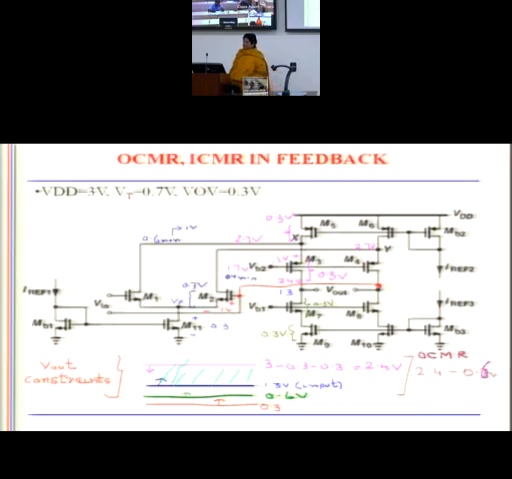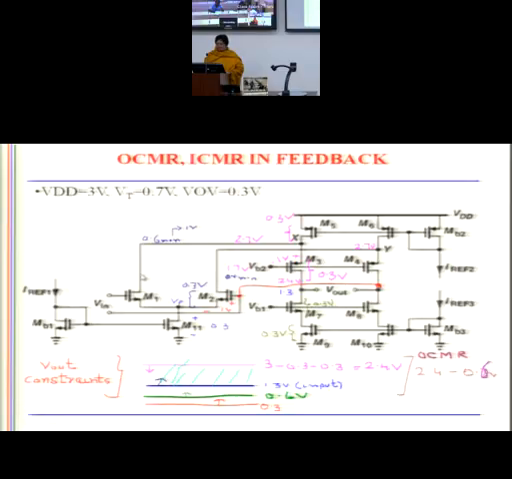So what is the ICMR, though it is not shown over here? Input common mode range. Look at this node. What is the minimum limit? VGS plus 1 overdrive. What is the upper limit? The upper limit comes from the drain voltage. Whatever is the drain voltage, plus 1 VT to it. Remember? You have to find the drain voltage and add 1 VT. You will get the upper limit for the ICMR range.